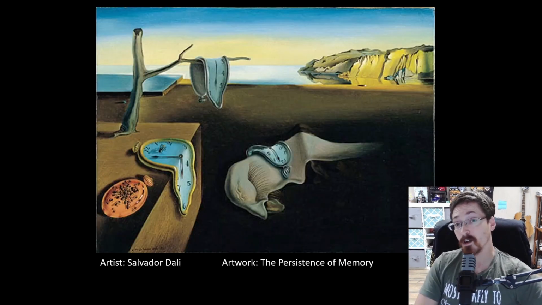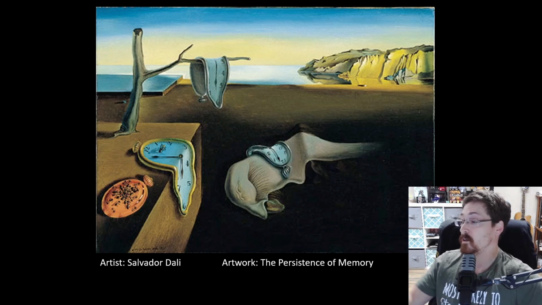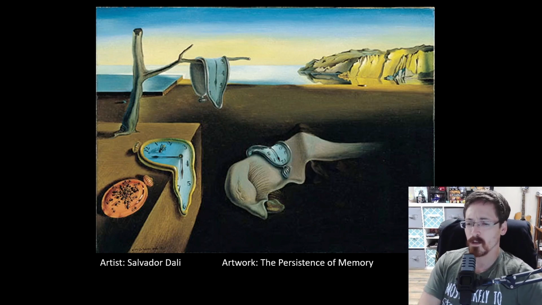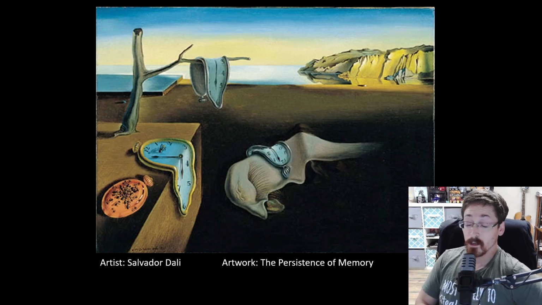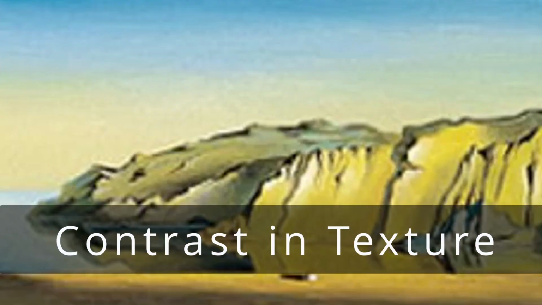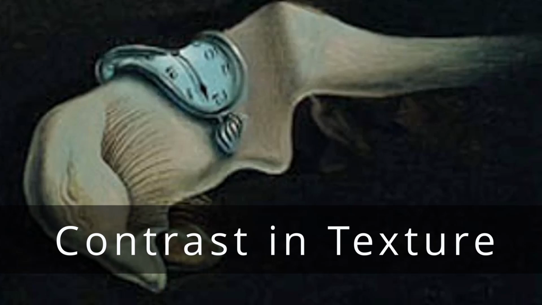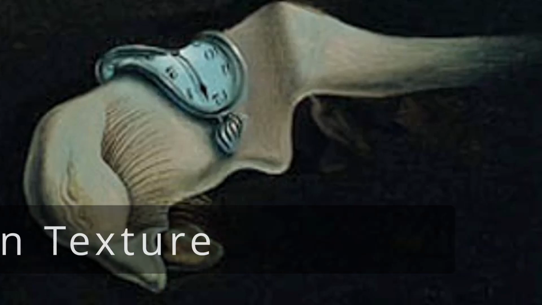Another way that you can have contrast is with texture. For instance, in Salvador Dali's The Persistence of Memory, more commonly known as the melting clock, but in actuality that is a totally separate artwork altogether, there are several bits of contrast within this piece. The first one I want to look at is the contrast in the mountains versus the fleshy blob that is down in the center of the screen.